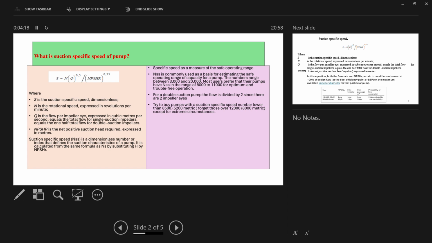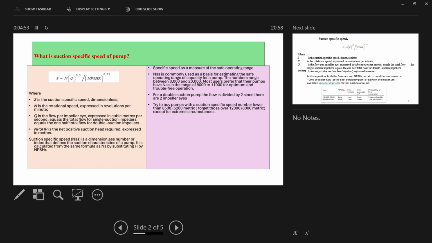The only difference between normal specific speed and suction specific speed is H. For specific speed, H is the per stage head. For suction specific speed, H is equal to NPSH R. So NSS is commonly used as a basis for estimating the safe operating range of capacity of a pump. The number ranges between 3,000 and 20,000. Normally, we prefer to select a pump whose suction specific speed is 8,000 to 11,000 for optimum trouble-free operation.